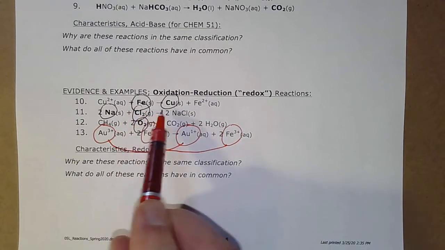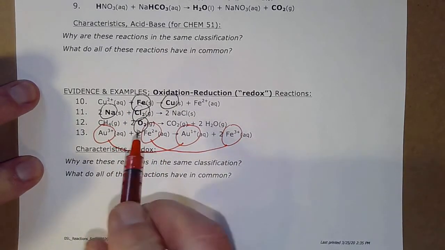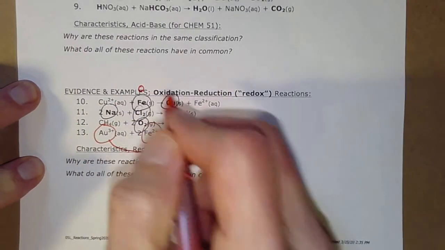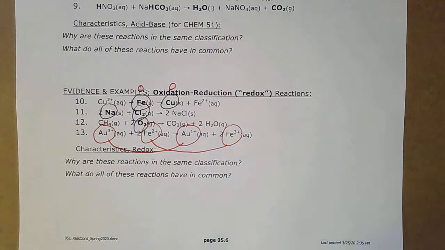And you might think, well, I don't really see that in reactions 10, 11, and 12. But the truth is, here's a trick question for you. What's the charge on iron? 0. What's the charge on copper? 0. Sodium, chlorine, oxygen. Elements alone have a charge of 0, right? They're neutral. No more protons than electrons.